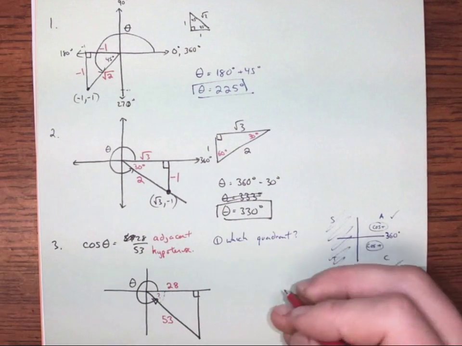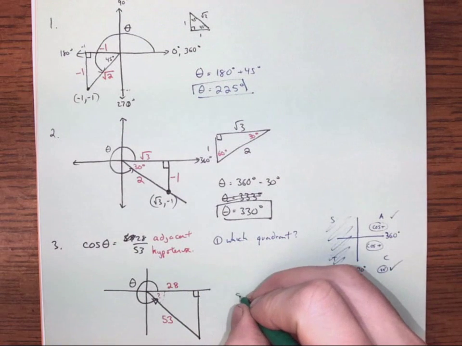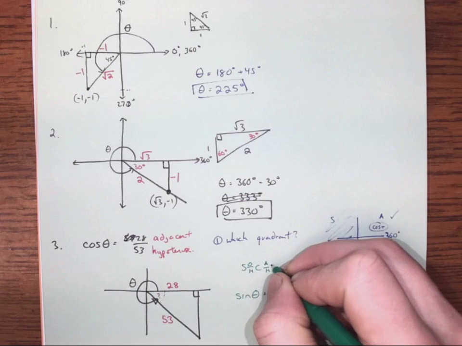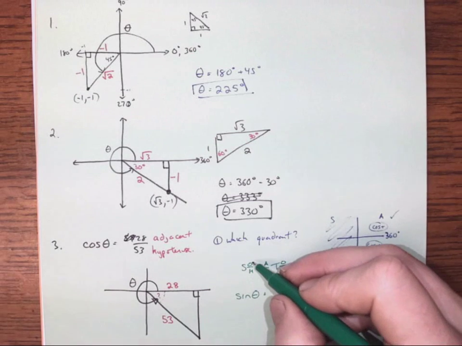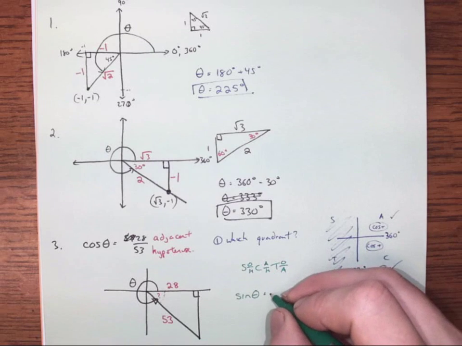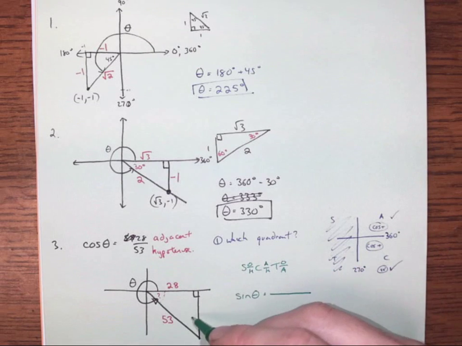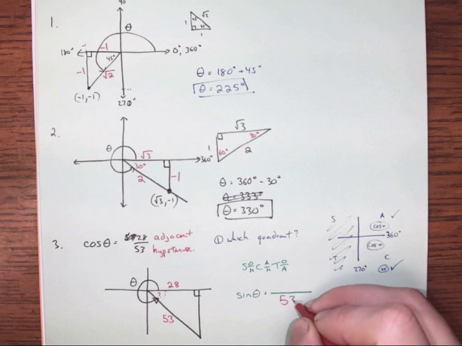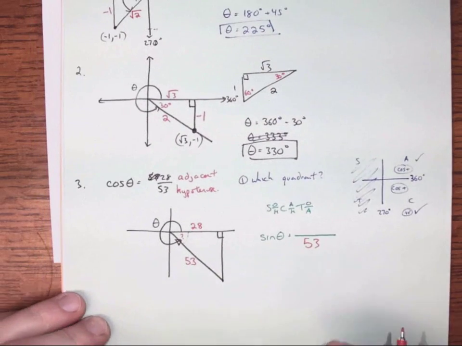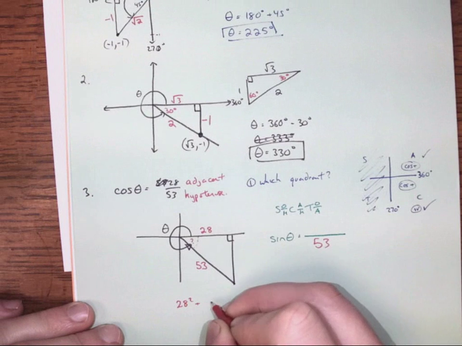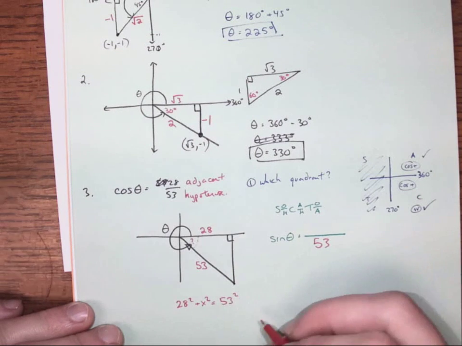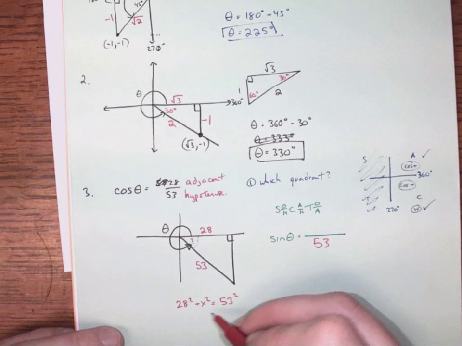Okay, so for sine theta, sine in my SOHCAHTOA statement says we're looking for an opposite side divided by a hypotenuse. So sine theta is going to be opposite divided by hypotenuse. But we don't have the opposite. So before we can find sine theta, I can put my hypotenuse of 53 in. But I don't know the opposite, so I have to find it. So we'll do that over here. So it says 28 squared plus, we'll call that x squared, is 53 squared. And we'll just find x.